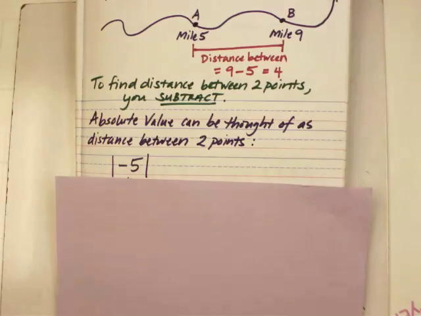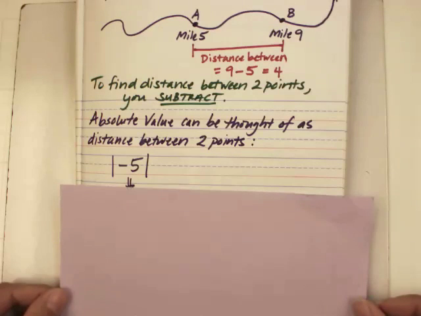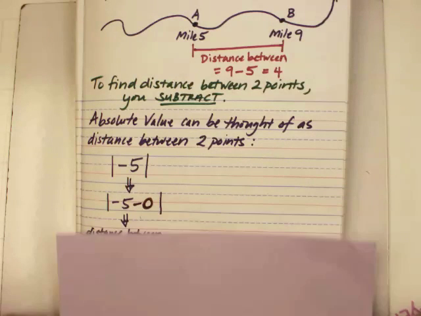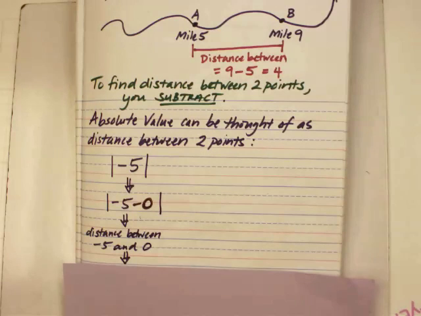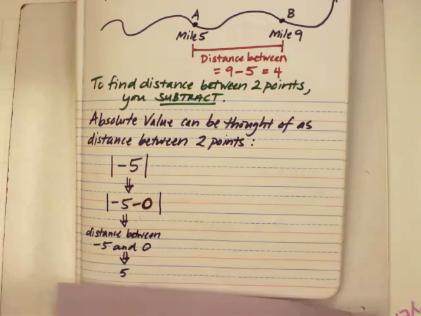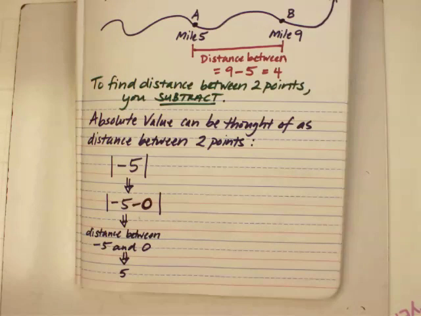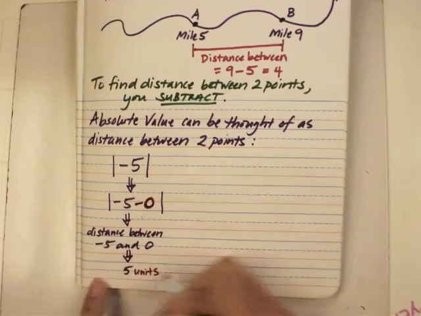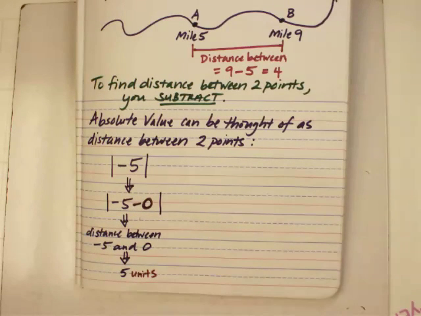Absolute value of -5. We can rewrite it to be the distance between -5 and 0. You can translate that in words, distance between -5 and 0, and we know that distance is 5 units. I'm going to write in 5 units to make it clear that 5 units is always a positive value. You can't have -5 units.